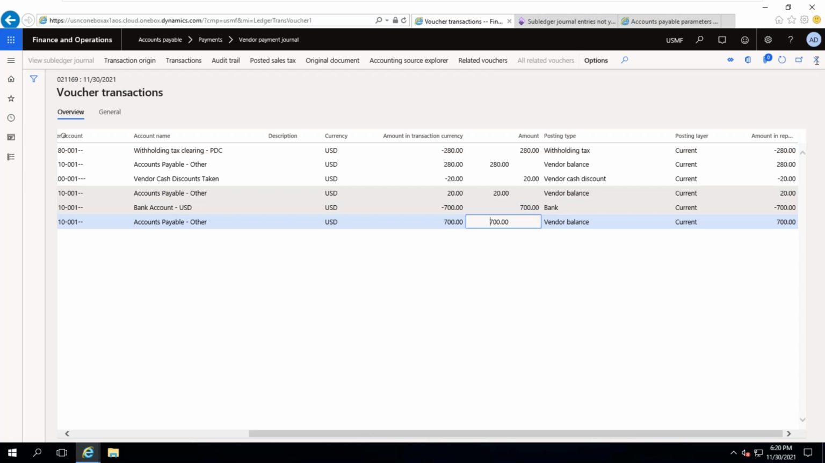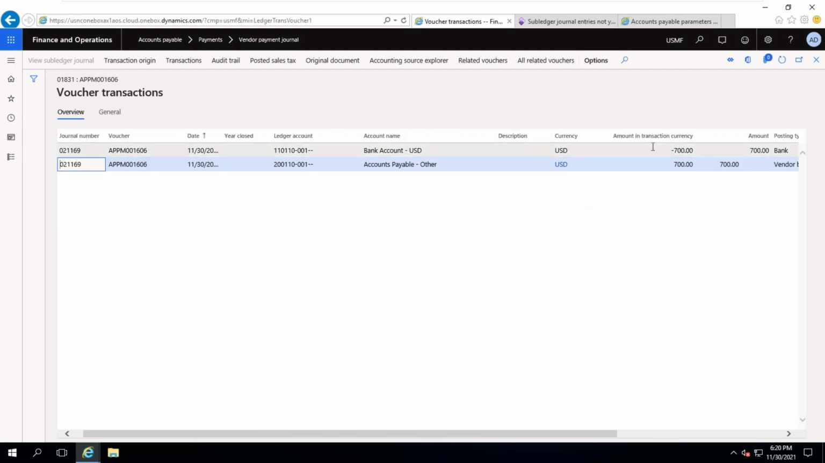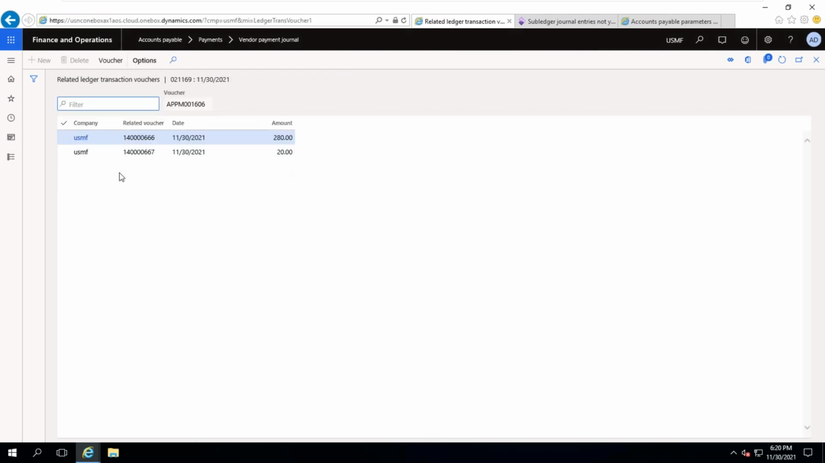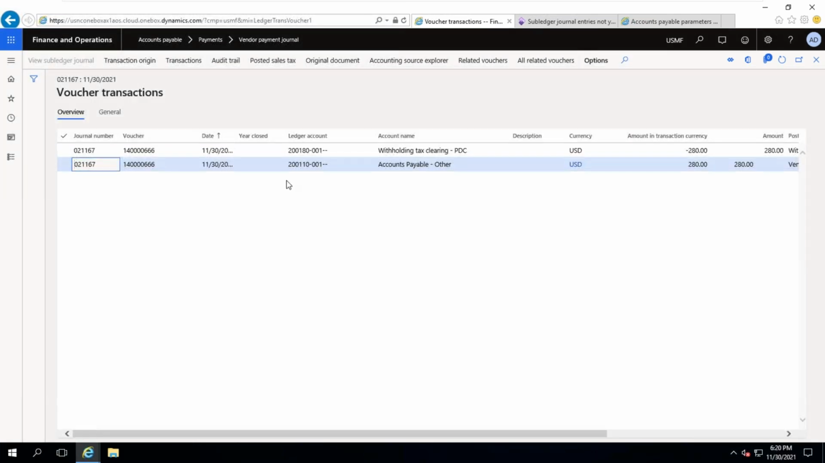Of course, in the front end, it is showing only one transaction, 700, only 700. But if you go to related vouchers, you can click on related vouchers or all related vouchers. Anyone you can see there are 2 transactions. One is withholding tax related. You can see the voucher, withholding tax related voucher. And the second transaction, $20 is a discount voucher.